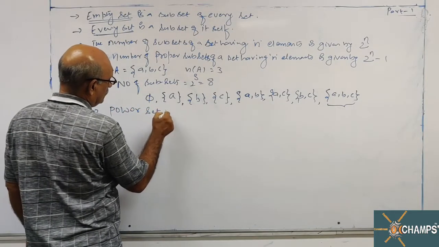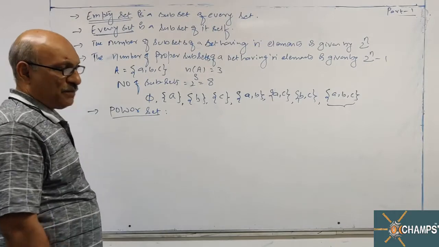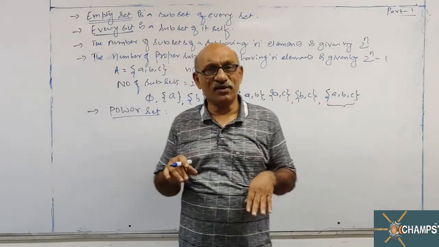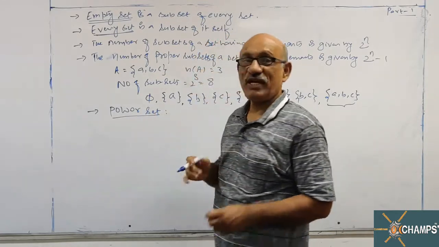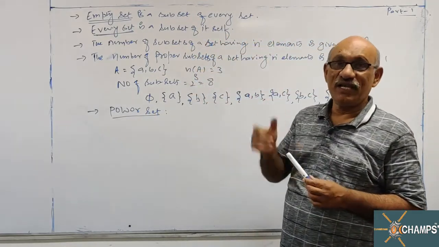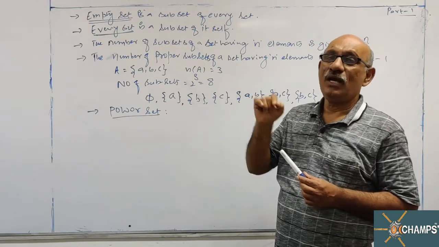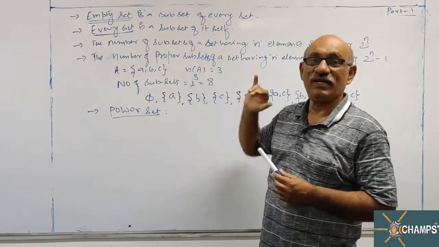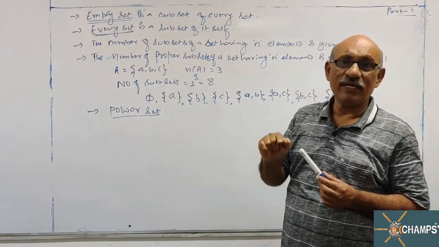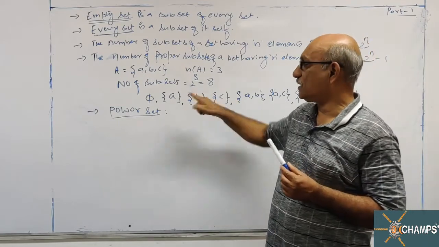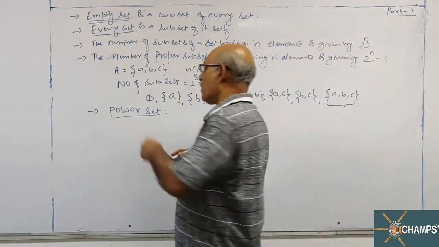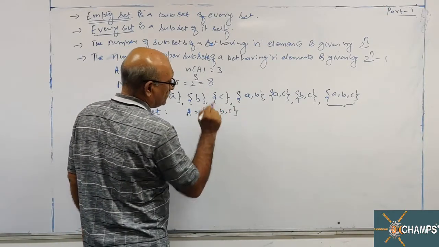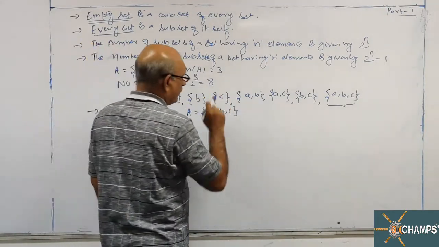Power set. How to define a power set? When you are saying power set, it means it is represented as a set. So a power set is a set which contains all the subsets of a given set. Now consider the same example. A is equal to {A, B, C}, and it is having 8 subsets.